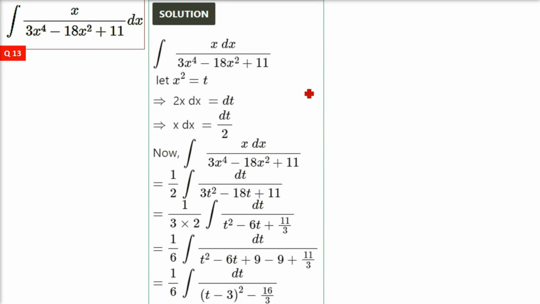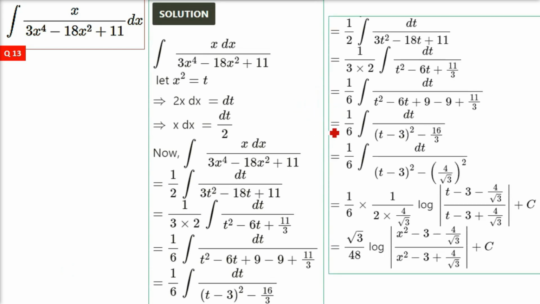So this is the solution which I am presenting in front of you, which is for your reference. You have to make this as a perfect square. Once you are able to make it as a perfect square, then you have to use the formula of 1 by x square minus a square. Now people will ask, why haven't you equated t minus 3 as some p? Because dp equals dt will come. So there will be no change.